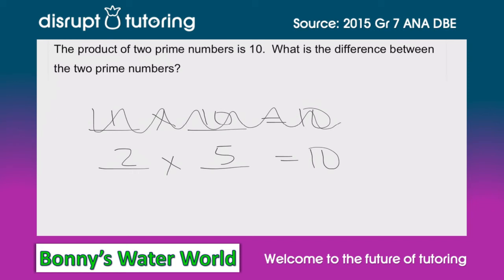The second one, we know that 2 is a prime number, so that works. 2 goes into it and 1 goes into it. And 5 is a prime number. 5 goes into it and so does 1. So that is the correct option to use. So we're happy with that one.